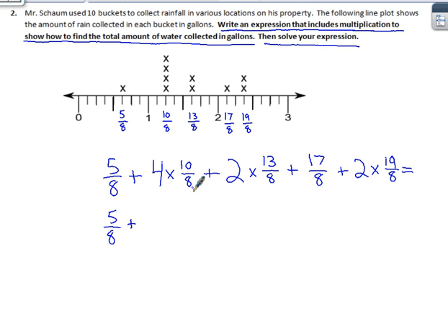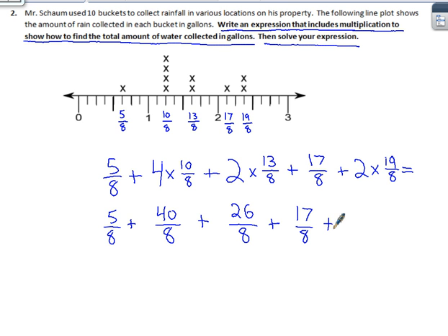So what's 4 times 10? 4 times 10 is 40. We keep the denominator of 8. Put addition to add the next piece of data. We're doing 2 times 13/8. So just like we did in problem 1, 2 times 13 is 26. We keep the denominator 8. Move to the next piece of data. There's only one here, and it's 17/8, so I'm just going to bring it down, 17/8.